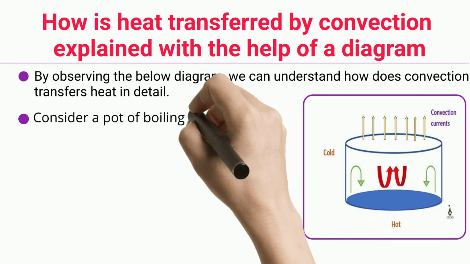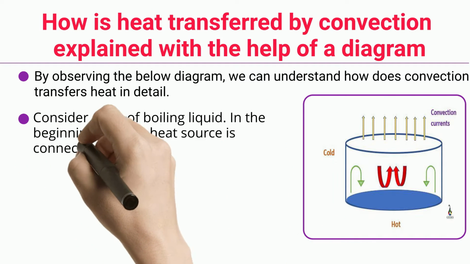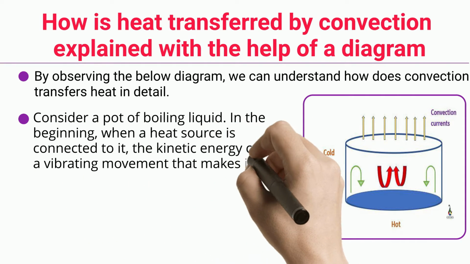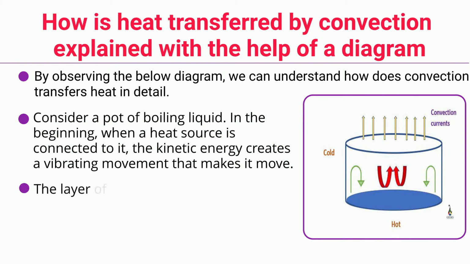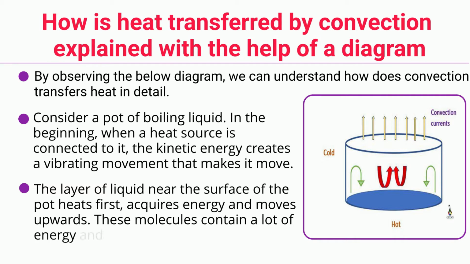Consider a pot of boiling liquid. In the beginning, when a heat source is connected to it, the kinetic energy creates a vibrating movement that makes it move. The layer of liquid near the surface of the pot heats first, acquires energy, and moves upwards. These molecules contain a lot of energy and are less dense.